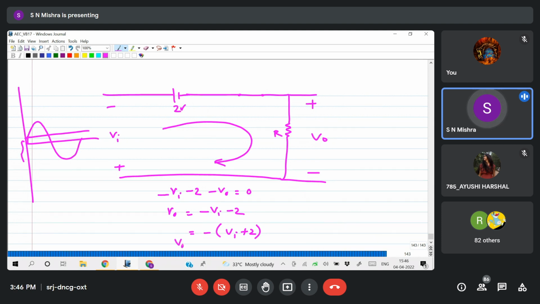What is your V naught max? Minus 10 minus 2 is minus 12 volt.